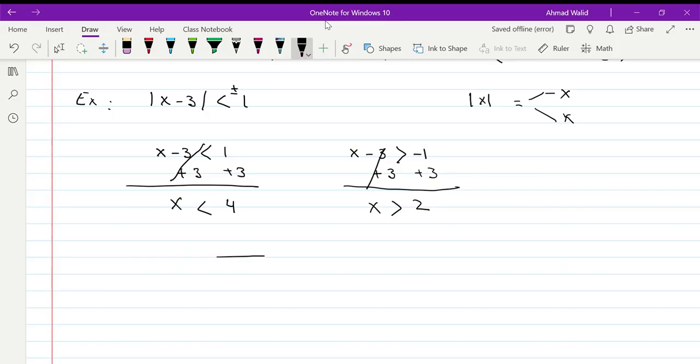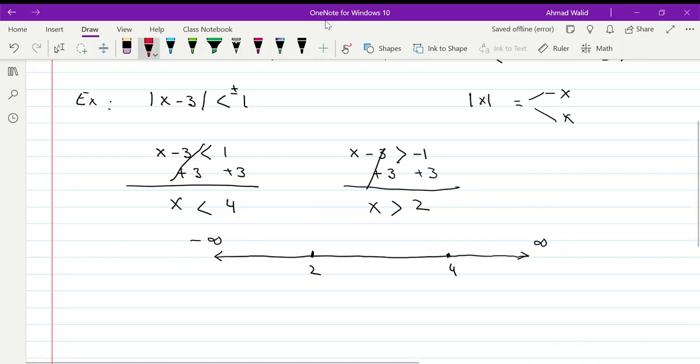Now you're graphing, or marking, both answers on the same number line. Here you have negative infinity, here you have positive infinity. Your points are 2 and 4, correct? Graph both of them at the same time. X less than 4, of course, parentheses, moving to the left. X greater than 2, parentheses, moving to the right.